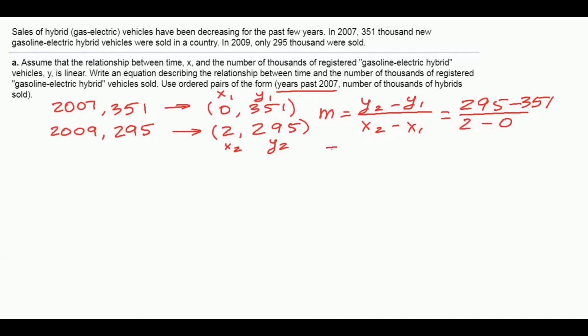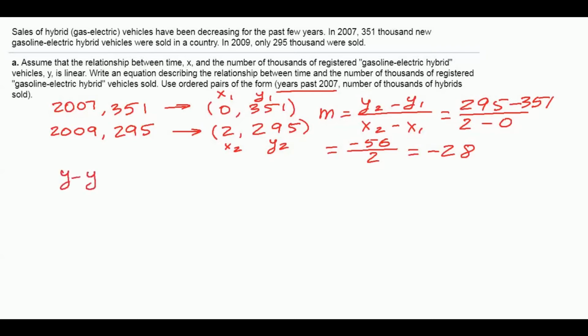Now let's simplify numerator. It will be negative 56. If I simplify denominator, it will be 2. And after simplifying fraction, it will be negative 28. This is the slope of line. Now I need to find the equation of line. To do it, I will use point slope formula.